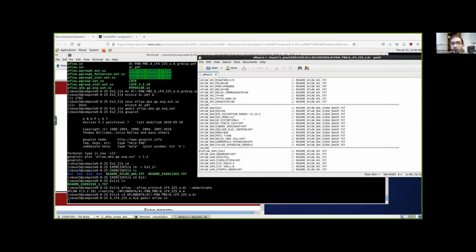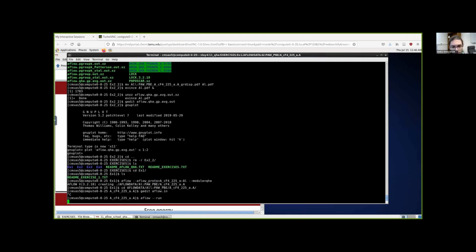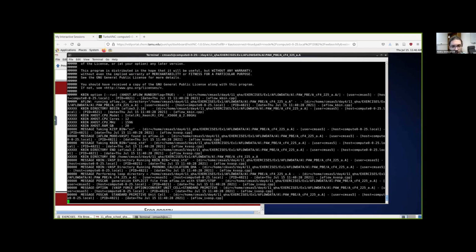And in APL, we want to switch relaxation off. We want to select distortion 3 and switch to a finite difference mode. And we want to switch off the EOS. And with that, you can run AFLOW. It will take a few seconds.